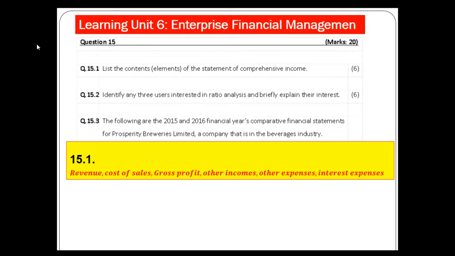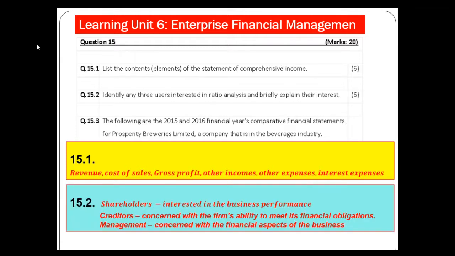Question 15.2. They say identify any three users interested in the ratio analysis and briefly explain their interest. In other words, you must know the reason why we compile these financial statements. We prepare these financial statements because we have got the users to satisfy. Users are those people who are interested in our books. So you can choose any users, but at the same time, you need to tell us why are they interested? What is their own interest?